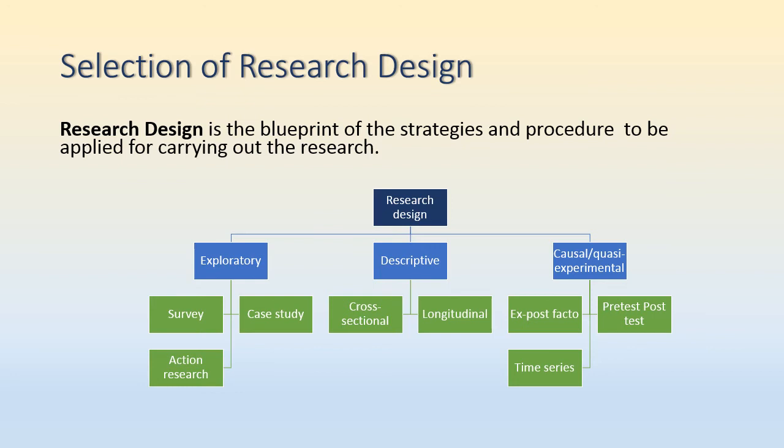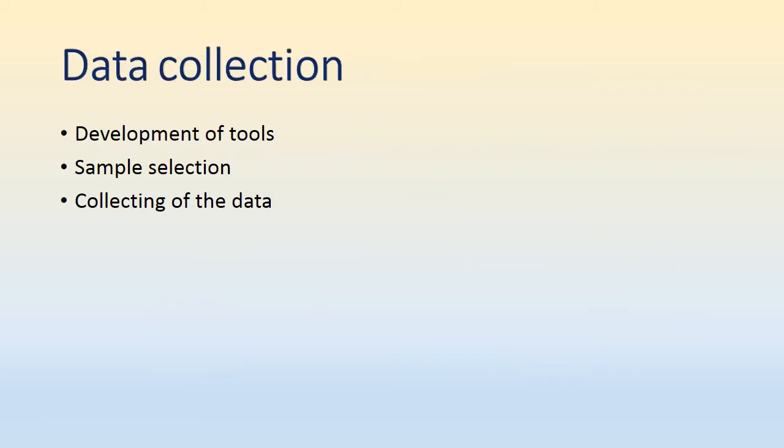The third category of research design is the experimental, quasi-experimental or causal research, and this is a very widely used research design in social work. This research design aims to establish a causal relationship between two variables. It is widely used in the evaluation of social intervention programs. Some examples of quasi-experimental research design are ex post facto, pre-test, post-test, or time series analysis. So these are some of the experimental research designs.